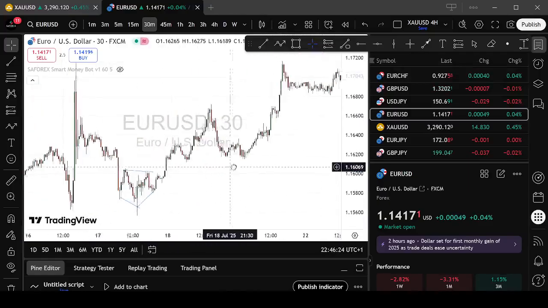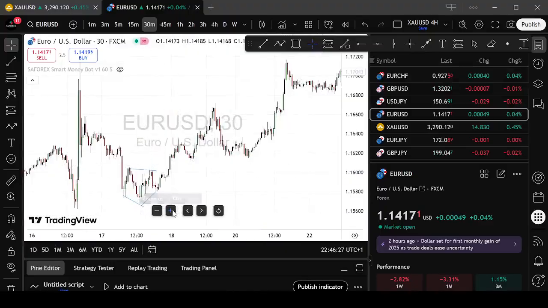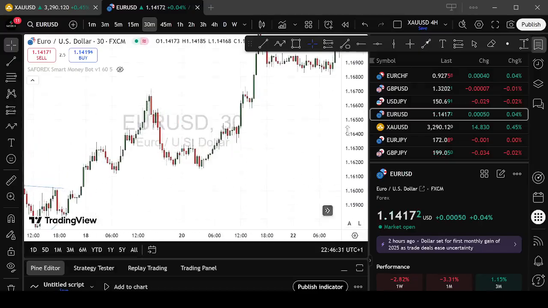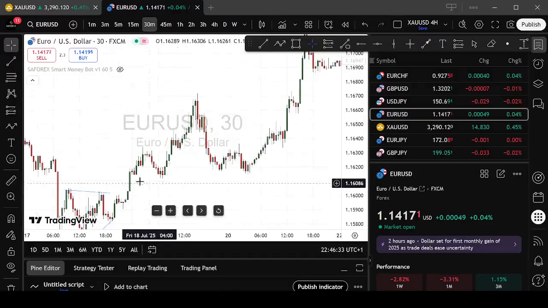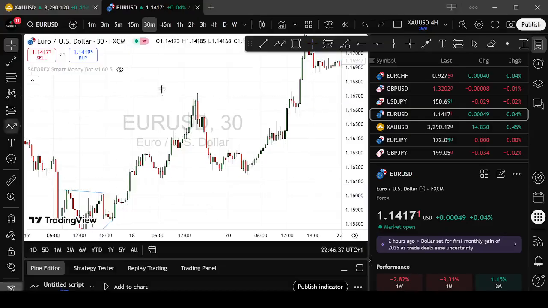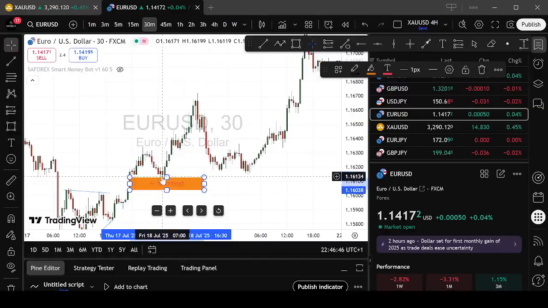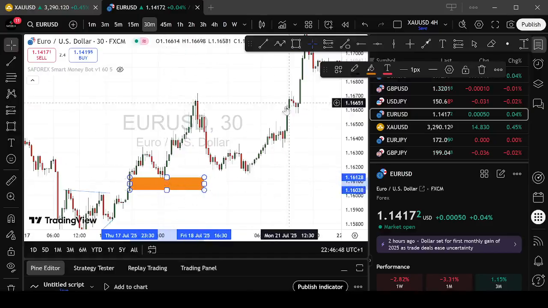Three candles, right? Let me zoom it very well for you so you can see it very well. So you can see the imbalance here. One, two, three. What did price do? Price came back into it. Price came back into the zone. Just tap it and go.